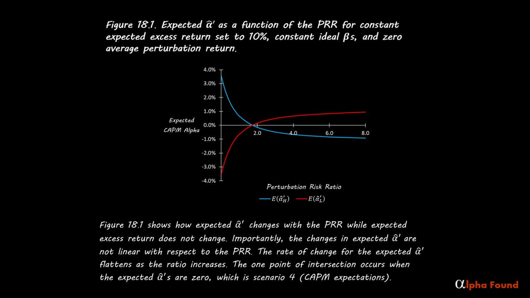That is why alpha is so elusive. Expected alpha is not a point. It's a curve of potential expected values. The expected point on the potential expected alpha curve is determined by the perturbation risk ratio.